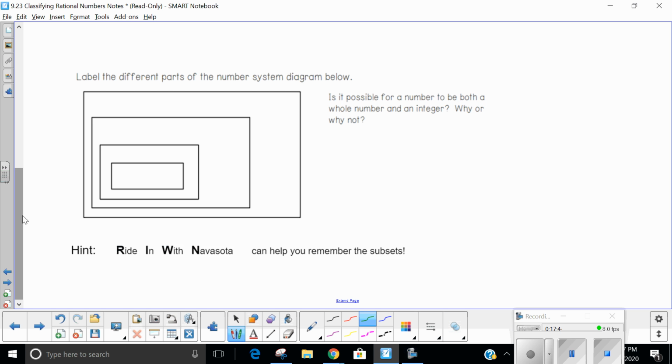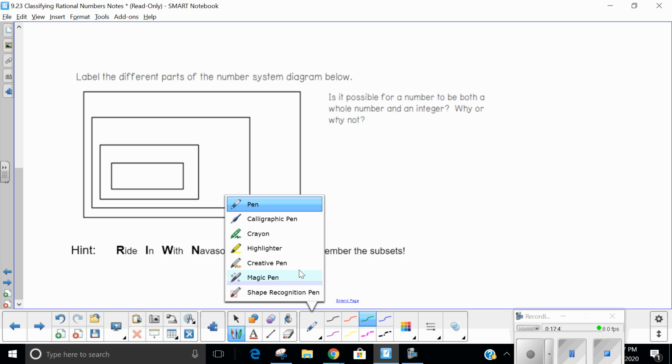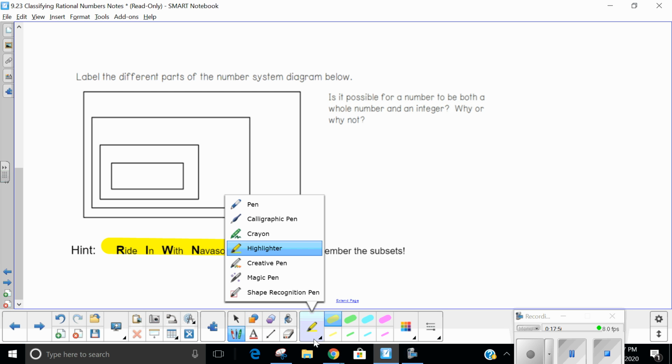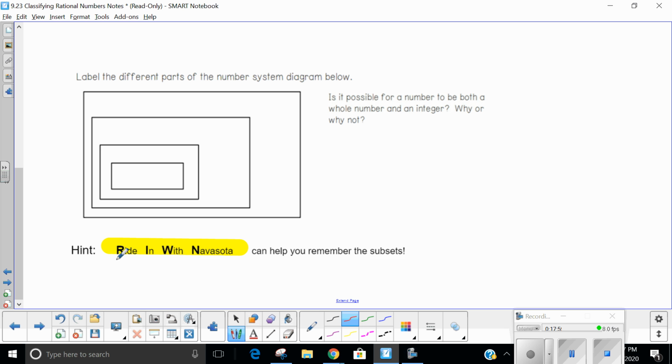Now, one way to remember this is to use this hint down here. Ride in with Navasota. Okay, now what that means is you start with the letter R, and then the letter I, then the letter W, and then the letter N. And we're going to start from the biggest group first. So that means we're going to come out here, and then this is going to be R for ride. So that's the biggest group on the outside.